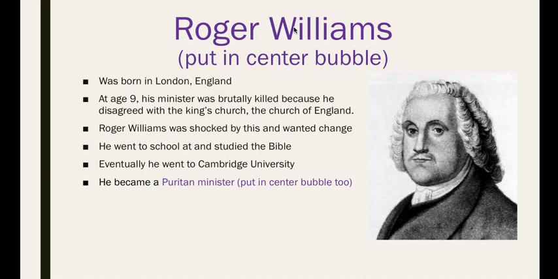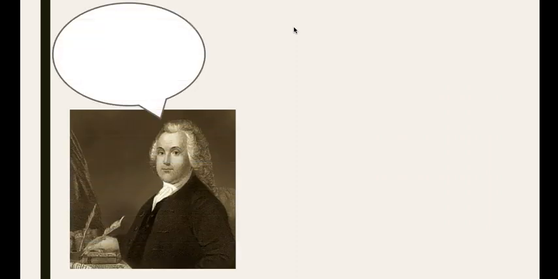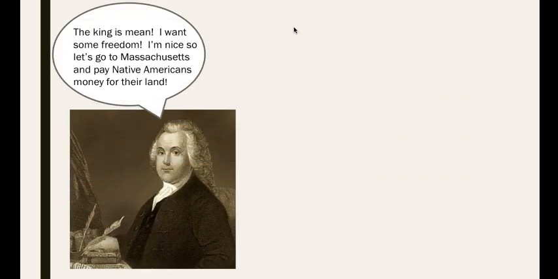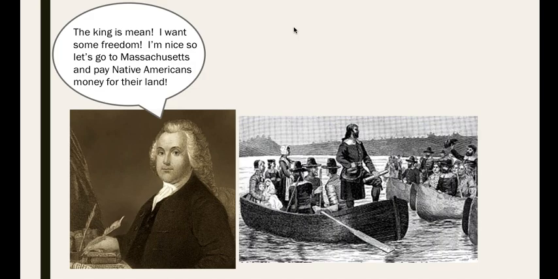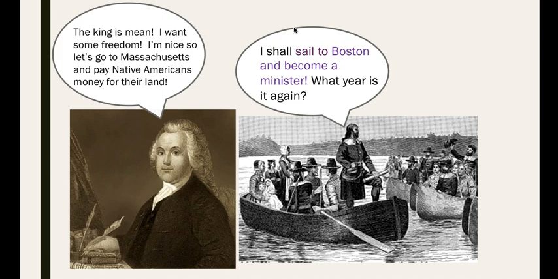All right, nice job writing that. Let's move on. Here he is again. The king is mean. I want some freedom. I'm nice, so let's go to Massachusetts and pay Native Americans money for their land. So he wanted to pay the Native Americans what? I shall sail to Boston and become a minister. What year is it again?